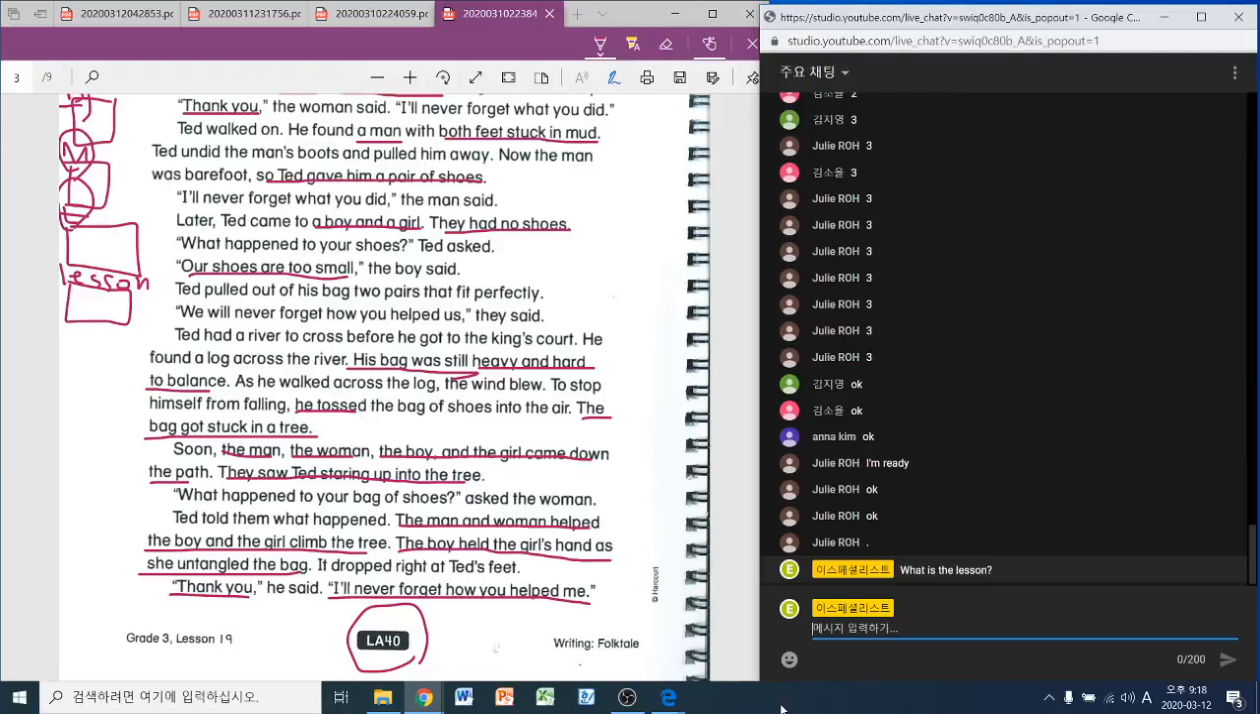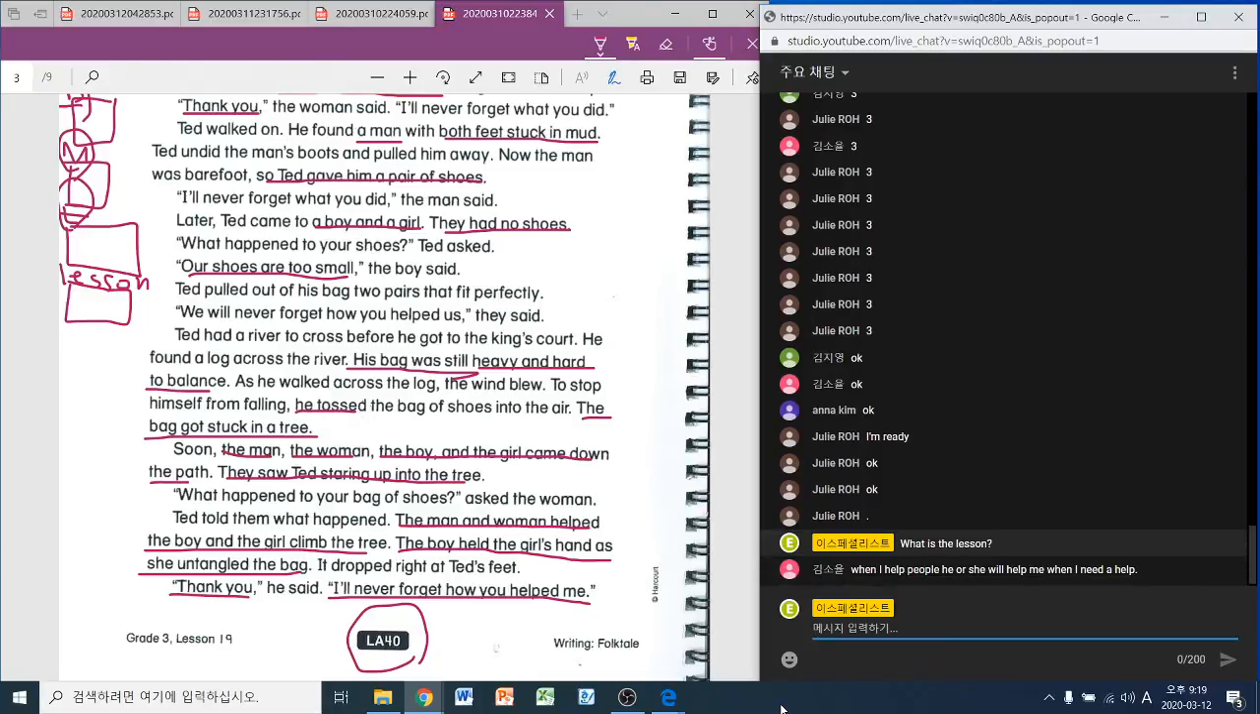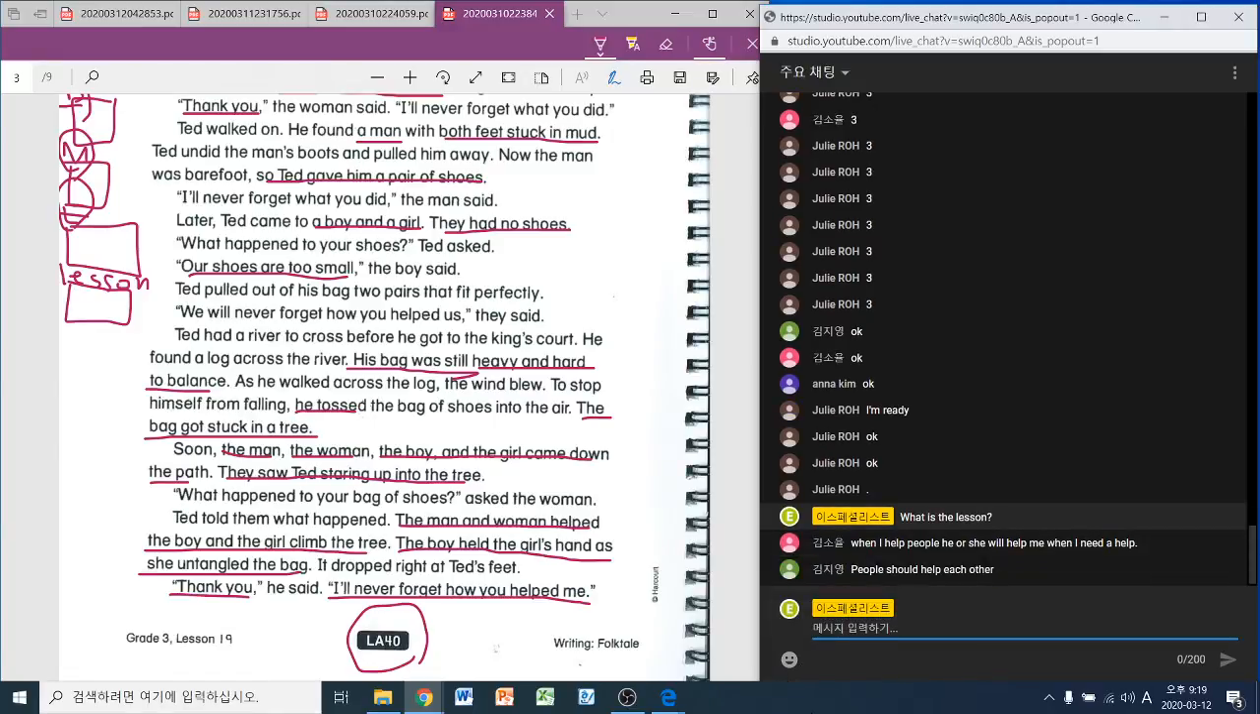Number one, be honest. Honesty. Number two, be brave. Bravery. No, what is it? Are you thinking now? Children, are you thinking? What is the answer? What is the lesson we learned from the story? "When I help people, he or she will help me when I need help." That's right. Good, Angela. Good. People should help each other. That's good too. Yes. And anything else?